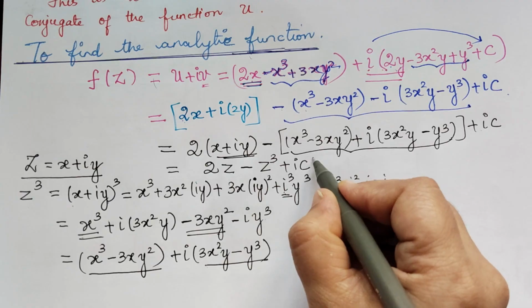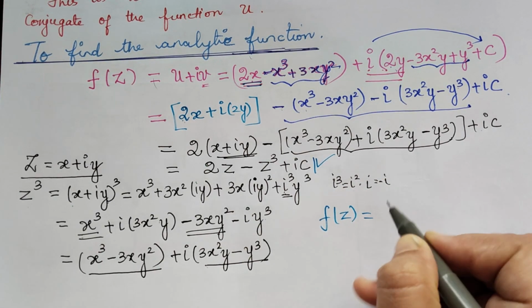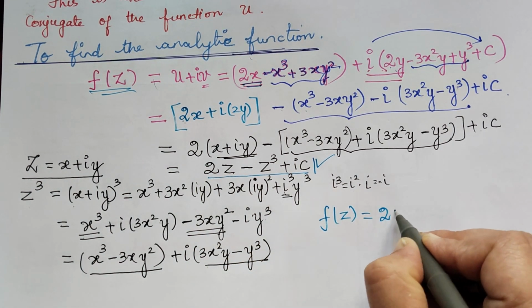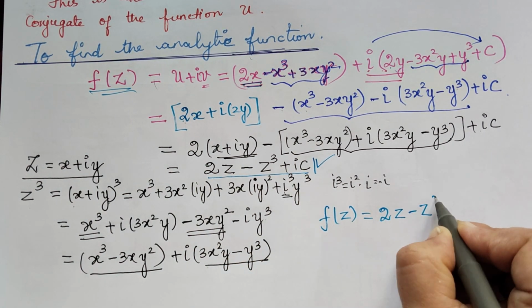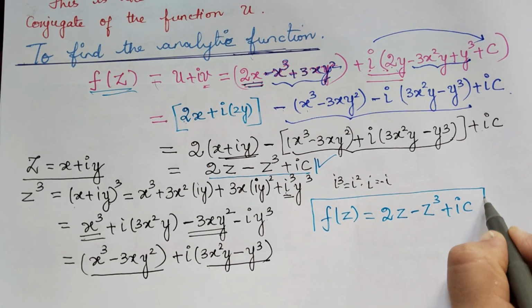So therefore the f of z that we have obtained is, what is f of z? This is what we obtained: 2z minus z cube plus ic. So this is the corresponding analytic function.